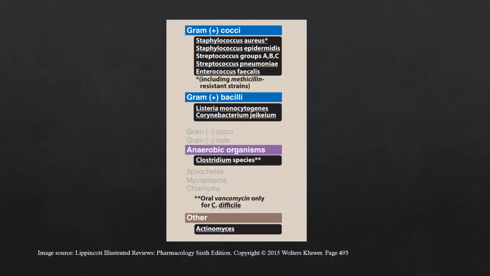Okay, so to give you an idea of the coverage of vancomycin, they are active on gram-positive cocci as well as gram-positive bacilli, and they are active on anaerobic organisms like the Clostridium species, and also on Actinomyces.